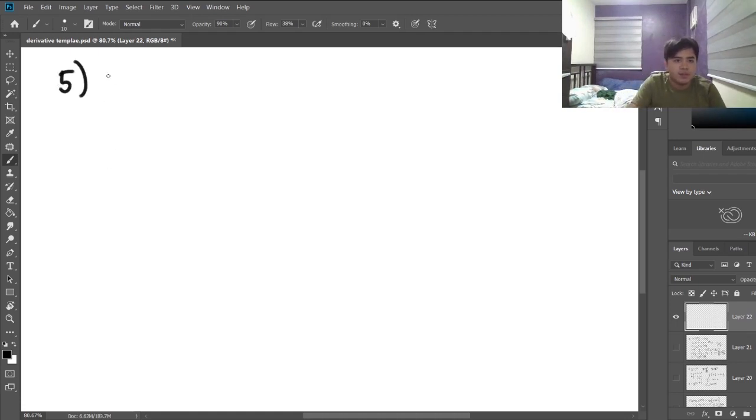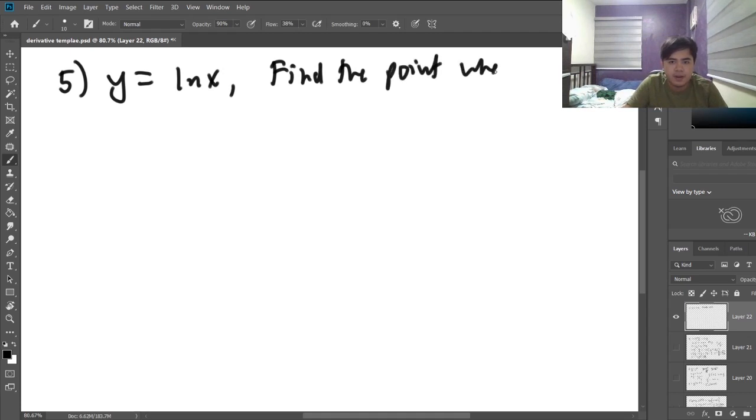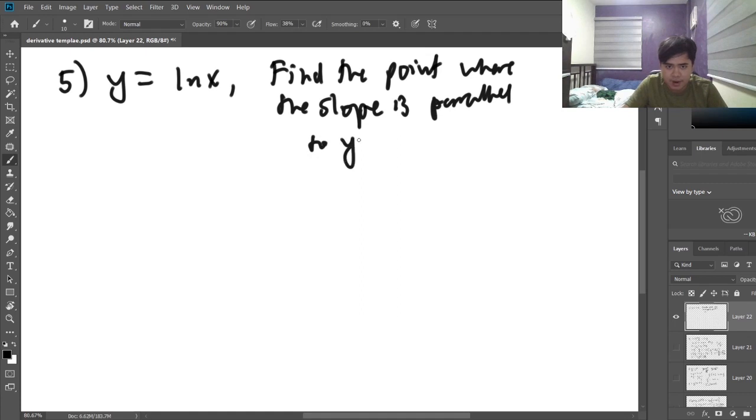Question number 5. y equals ln x. Find the point where the slope is parallel to y equals 1/2 x plus 4.